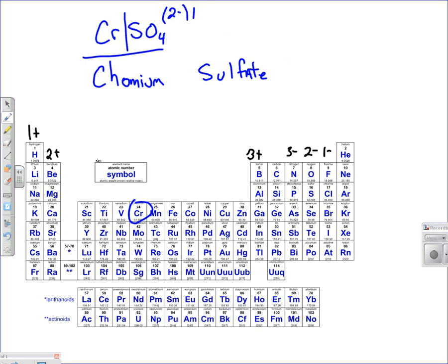So that means we have a total of a -2 charge on this side and a +2 charge on this side, and that one chromium must have a +2 charge. So it's chromium(II) sulfate.